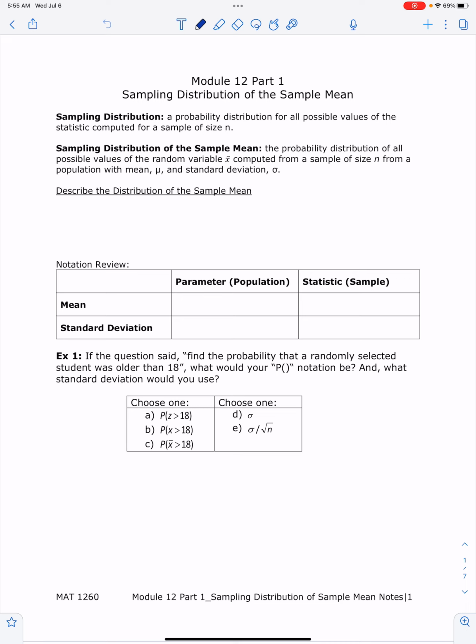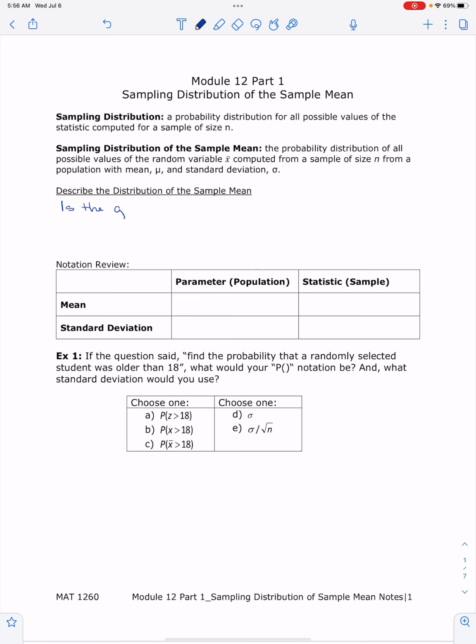Okay. The sampling distribution of the sample mean means that when we take those random samples of size 5, we are calculating the mean for that sample. And then we are creating a distribution, a graph, a dot plot, however you want to think about it, of all those means.